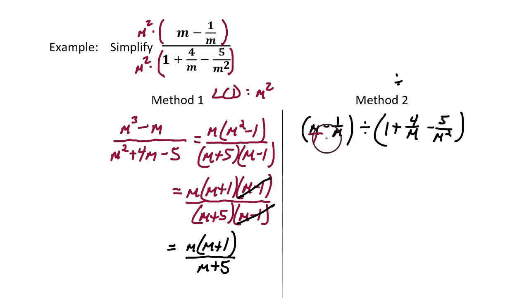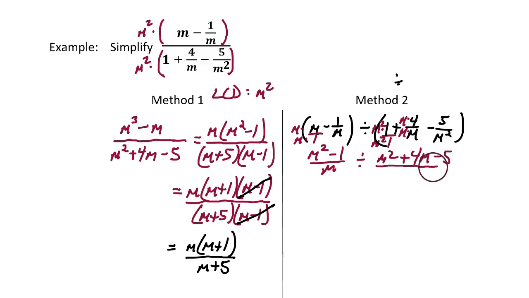The least common denominator for these two fractions is an m. So this first fraction needs to be multiplied by m, top and bottom. This becomes m squared minus 1 all over the common denominator of m. Looking in these parentheses, the least common denominator is m squared. So for the first fraction, we have to multiply top and bottom by m squared. But for this fraction, we only need to multiply top and bottom by m. We get m squared plus 4m minus 5 all over our common denominator of m squared.